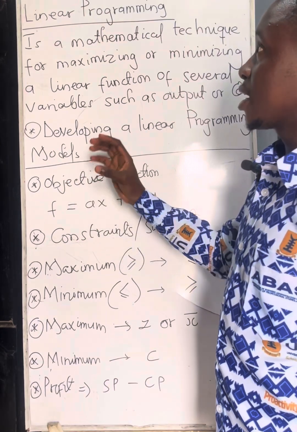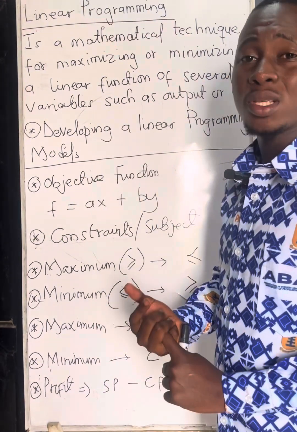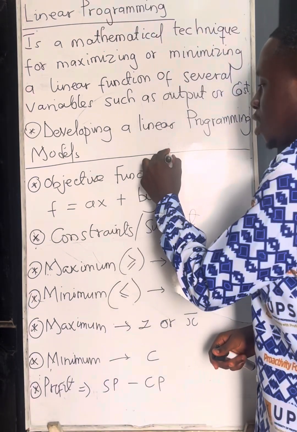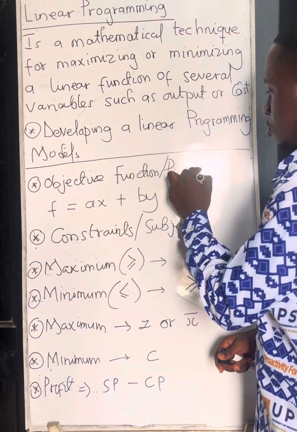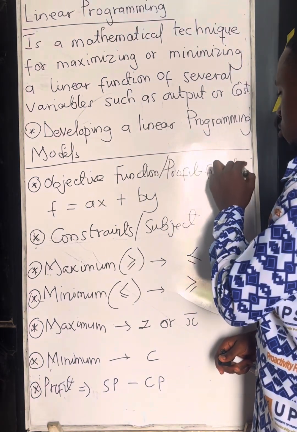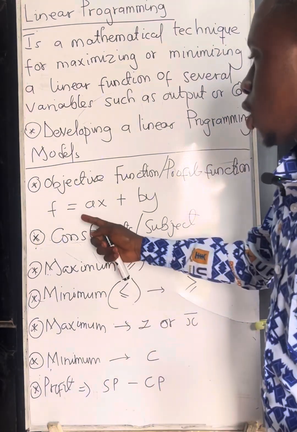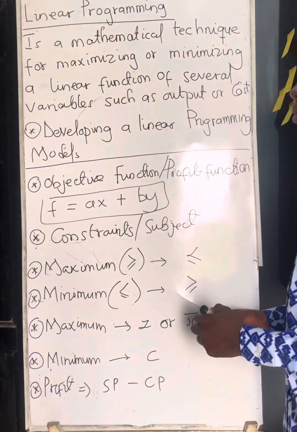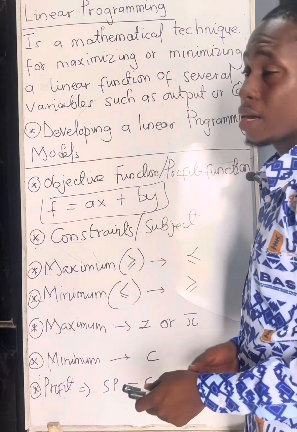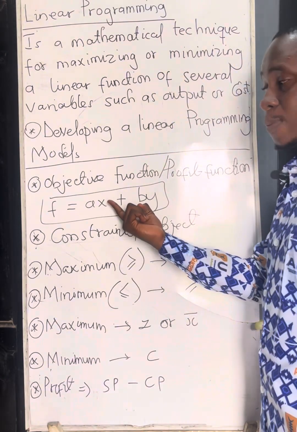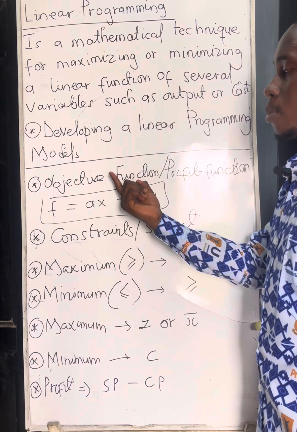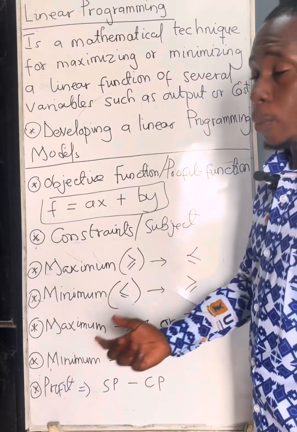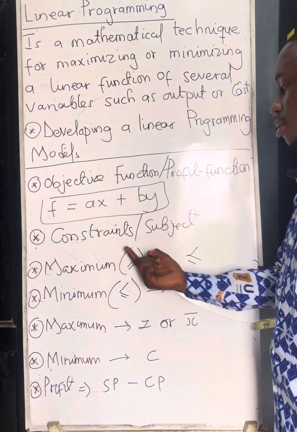One, pertaining to this topic, linear programming, we need to understand what an objective function is. Another name for an objective function is a profit function. This is how the objective function is given: F is equal to ax plus by. When we are solving practical examples, I will explain how we use this particular formula. So just take note that the objective function is the same as what? Profit function.